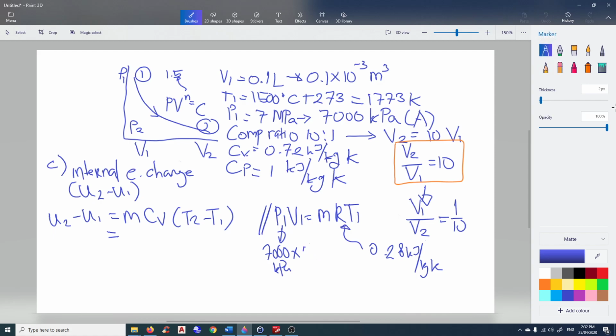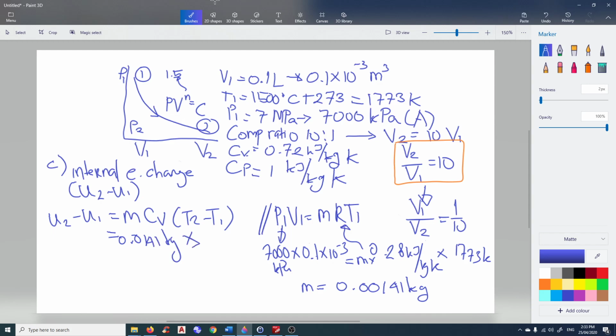So V1, which is 0.1 times 10 to the power negative 3, is equal to mass multiplied by R multiplied by T1, which is 1773 Kelvin. So the mass here is 0.000141 kg. So now we know the mass. We put the mass here, 0.0141 kg multiplied by CV.